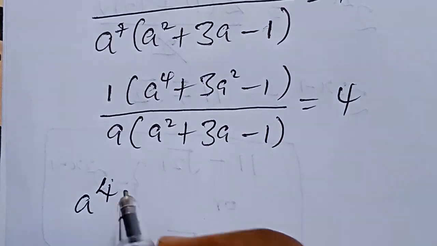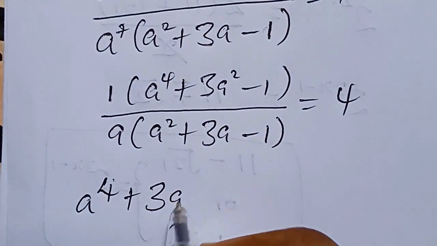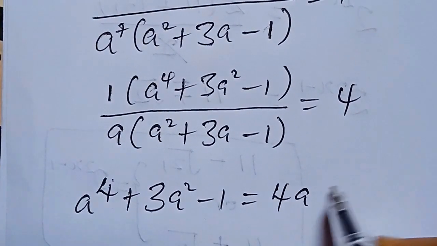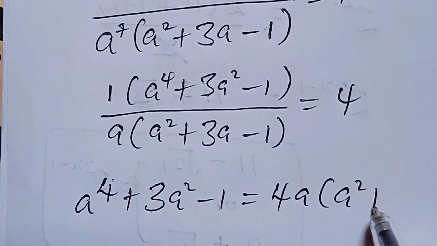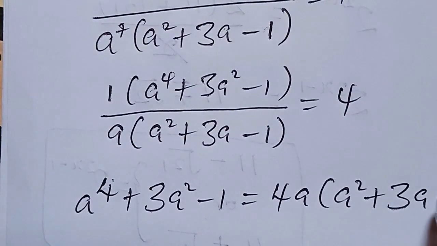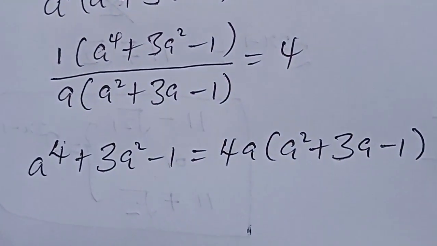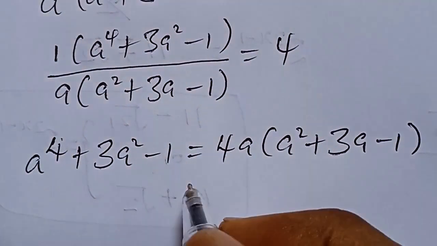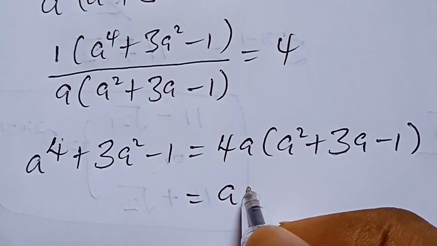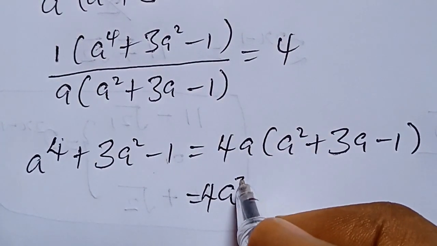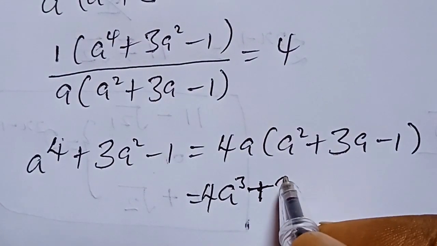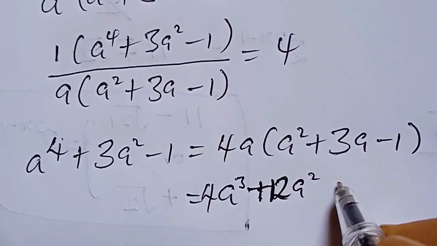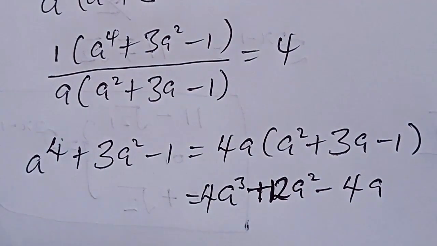a to the power of 4 plus 3a to the power of 2 minus 1 will be equal to 4a into bracket a to the power of 2 plus 3a minus 1. Now let's open the brackets with 4a. That gives us 4a to the power of 3 plus 12a to the power of 2 minus 4a.